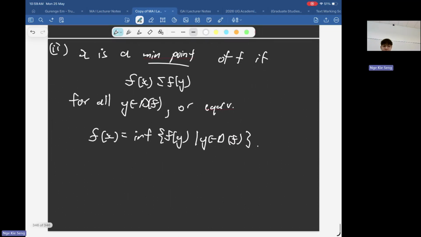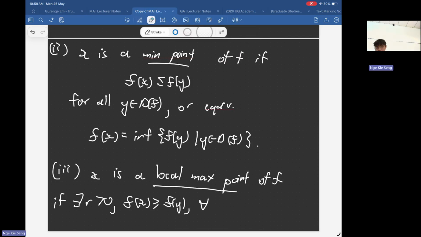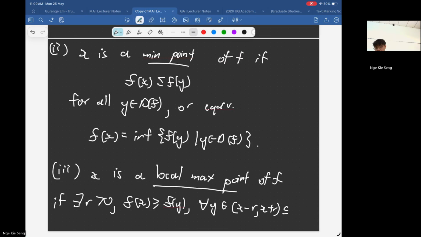Okay, next is about local max and local min. Later we'll draw a picture to distinguish these things. So local min, local max first. What's local max first? A local max point of f: there exists an r greater than 0 such that f(x) is greater than or equal to f(y) for every y in the open neighborhood of x, from x minus r up to x plus r. You can imagine this r can be small, so it's just local.